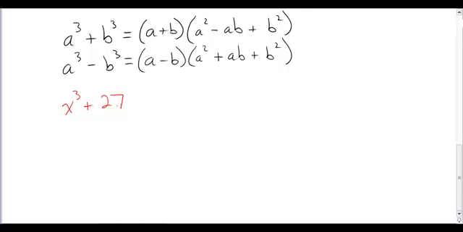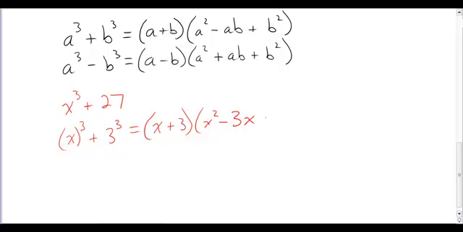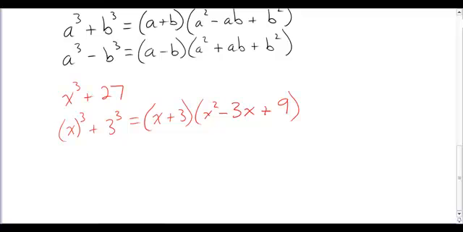So what I'm saying is we can rewrite this as x cubed plus 3 cubed. So x would be our a for the formula, and 3 would be our b. So the formula is then a plus b, so that's x plus 3 times x squared minus ab. This middle term is a times b, which in this case is x times 3, or just 3x, plus b squared. 3 squared is 9. 3 times 3 is 9. And there it is. You have just factored the sum of two cubes. Done. Finito.